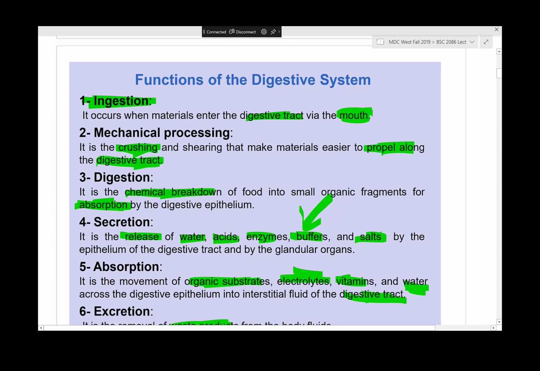the terms. So ingestion, and what is ingestion? Ingestion is being able to put the food into your digestive tract, right? Meaning starting with the mouth. So the digestive system is also known as an alimentary canal. An alimentary canal is just a tube that starts at the level of your mouth and ends at the level of your anus, right? So from the top to the bottom.